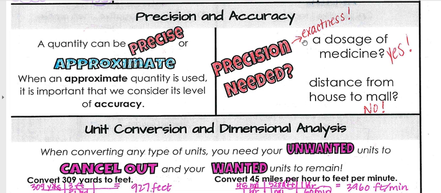So is precision needed? Do we need to be exact? So a dosage of medicine, it is important that we are precise. Okay, we need to have that exactness. When we're talking about the distance from the house to the mall, it's not as important that we are exact. So let's say you live about a mile away from the mall. It's okay if you say about a mile. That person doesn't need to know that it's 1.04 miles actually from your house to your mall. Having that approximation would be okay.